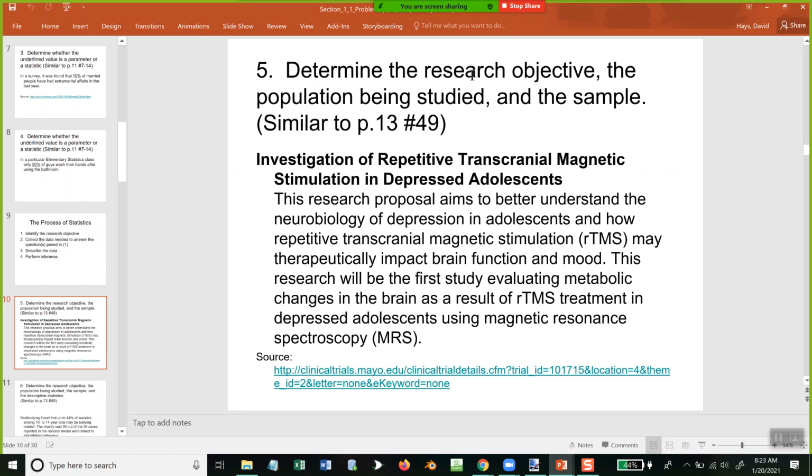This problem says determine the research objective and the population being studied in a sample. Investigation of repetitive transcranial magnetic stimulation in depressed adolescents. This research proposal aims to better understand the neurobiology of depression in adolescents and how repetitive transcranial magnetic stimulation, rTMS, may therapeutically impact brain function and mood. The research will be the first study evaluating metabolic changes in the brain as a result of rTMS treatment in depressed adolescents using magnetic resonance spectroscopy.